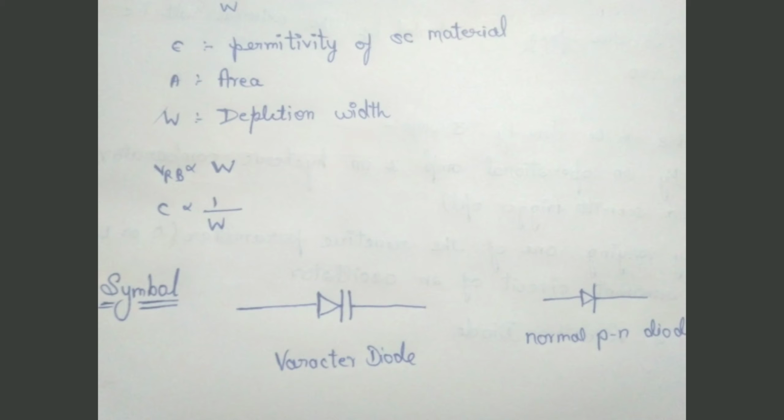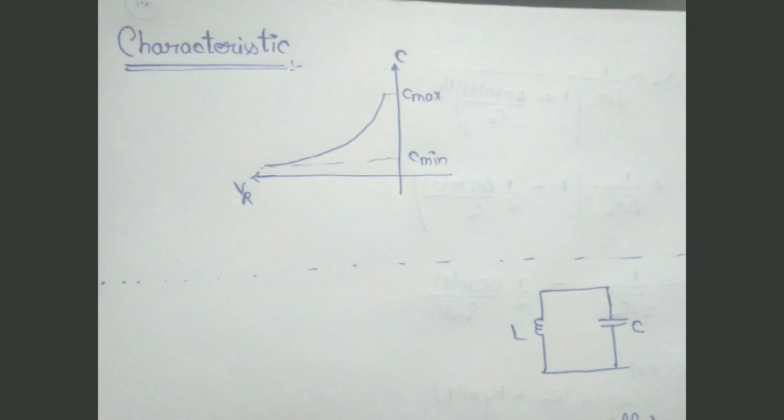Now the symbol of the varactor diode. For a normal PN junction diode, the symbol is a simple arrow symbol, and we know that the capacitor symbol is two parallel lines. If we combine these two, the varactor symbol is an arrow followed by two parallel lines. In the characteristics of the varactor diode, as we increase the reverse bias voltage, we have a minimum capacitance, and if we decrease the reverse bias voltage, we have a maximum capacitance, that is Cmax.